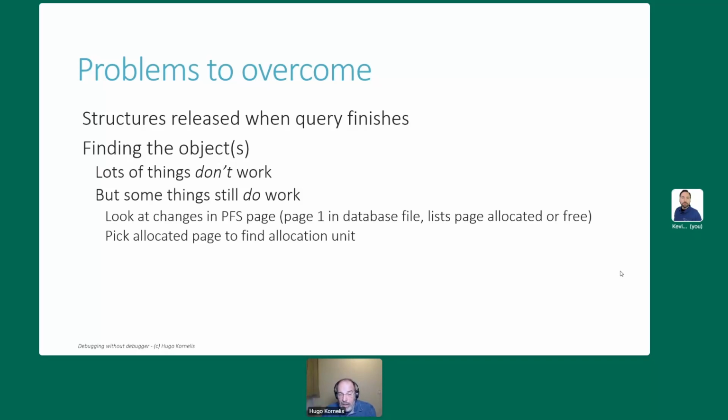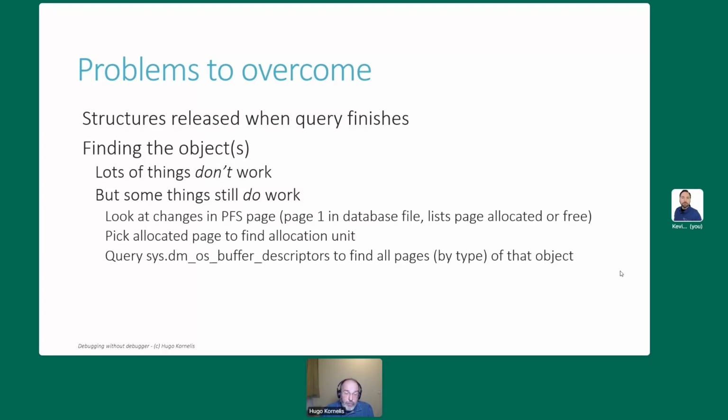So I'm going to look at the PFS page, look at changes after I start the Windows spool and block it. Find a page that was free before and is allocated now, because that is most likely used for our work table. Then find the allocation unit, and then this was another hurdle that took me a lot of Googling, but eventually I found that there is a DMOS buffer descriptors that you can use to find all pages from an allocation unit in a single allocated page.